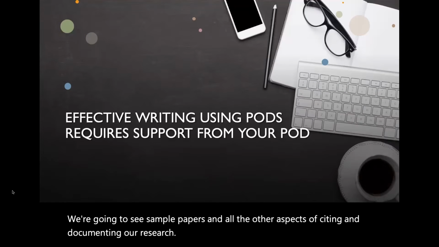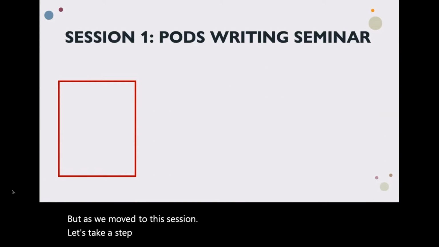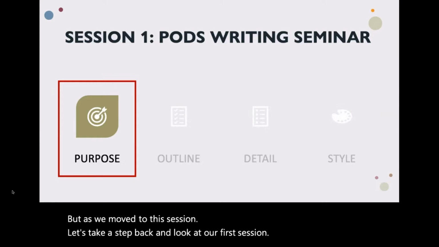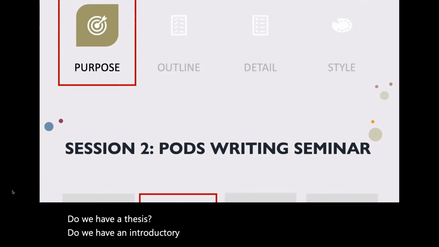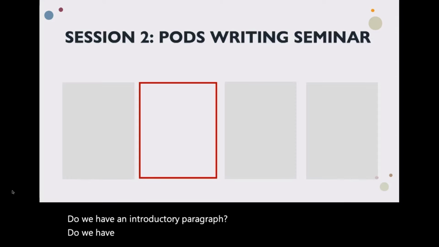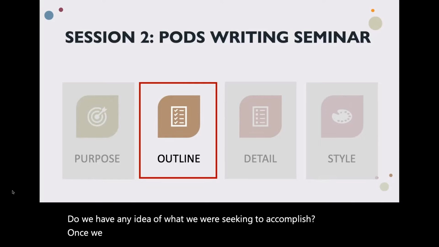But as we move to this session, let's take a step back and look at our first session. Our first session in purpose really focused on what was our overall intent. Did we have a thesis? Did we have an introductory paragraph? Did we have any idea of what we were seeking to accomplish? Once we established what we were seeking to accomplish, we then want to begin to outline that.